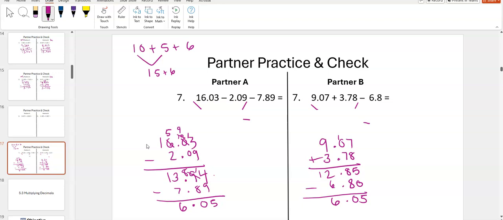Did you get 6 5/100ths? You did! Then you did a great job, and you're doing fantastic.